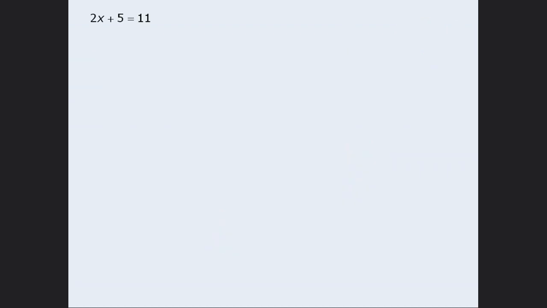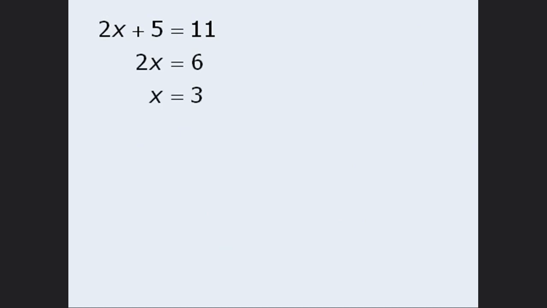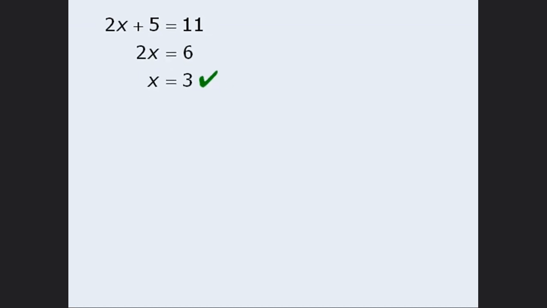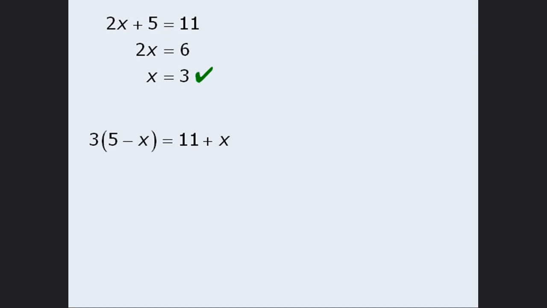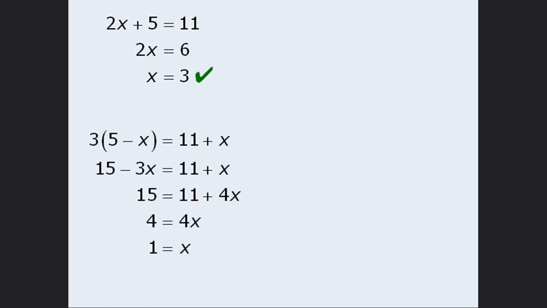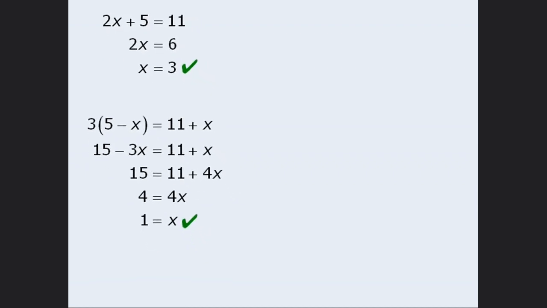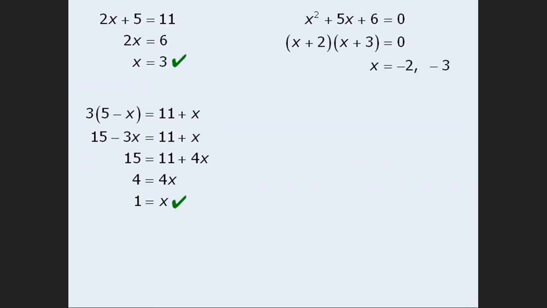Now, as you have already seen, we can solve equations like this one. Here we subtract 5 and then divide by 2 to see that x equals 3. So this equation has exactly one solution. Here's another equation that can be easily solved, and once again we see that it has exactly one solution. We also know how to solve quadratic equations by factoring. When we solve these equations, we often get exactly 2 unique solutions. Notice that in each of these examples, the number of solutions is finite.